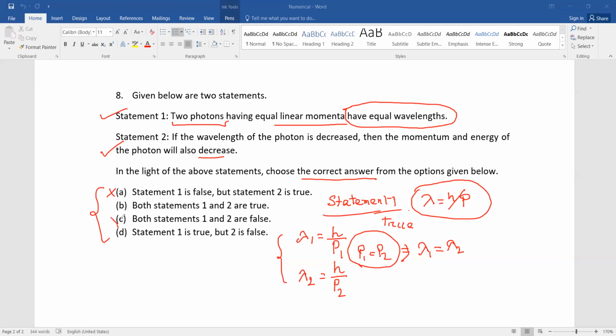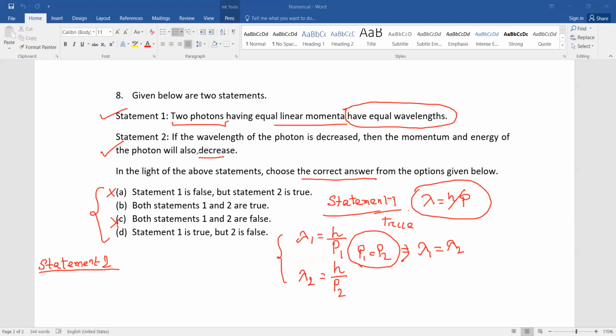Option C, both statements one and two are false. No, it cannot happen because statement one is already true, so option C is also not acceptable. Now option D says statement one is true but two is false. This may also be a possibility, because statement one is already true, but two is false. To find the exact answer, let us analyze statement two.